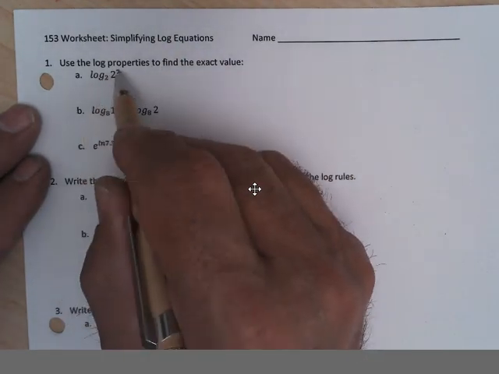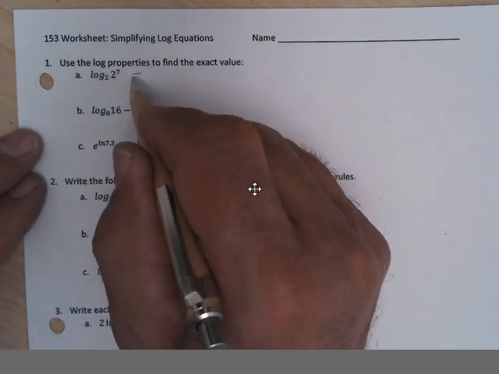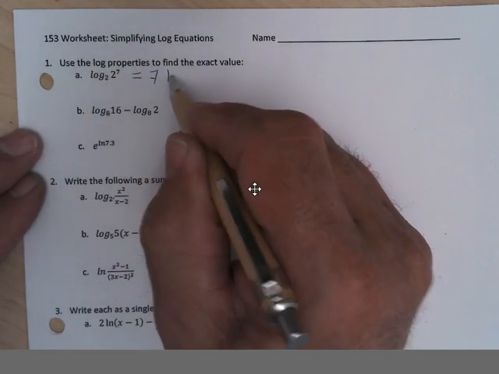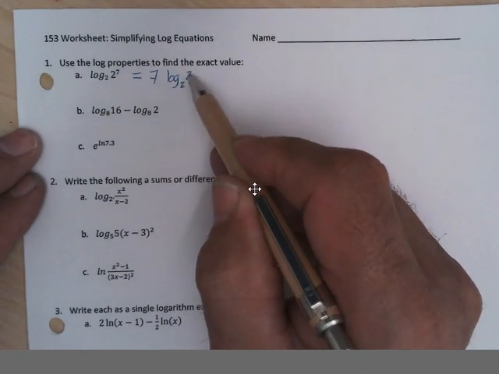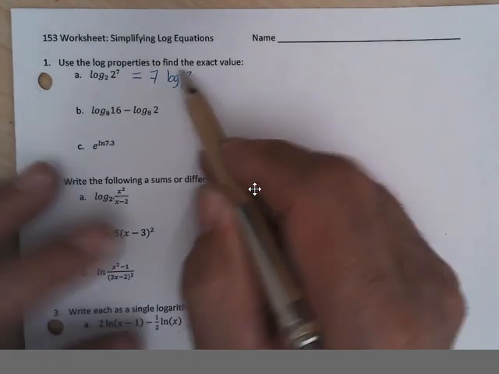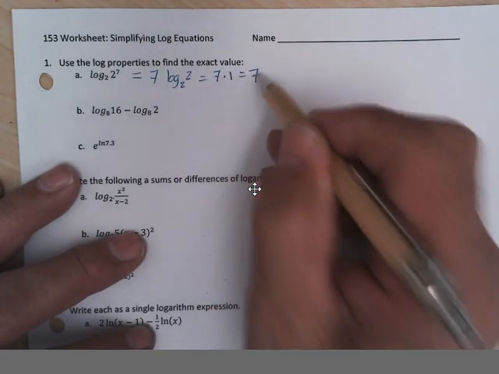Another way to look at this, the log property says if you've got a power, you can bring it down, and it would be 7 log base 2 of 2. And so this says, to what power do you take 2 to get 2? The answer is 1, so this is 7 times 1, which is 7.